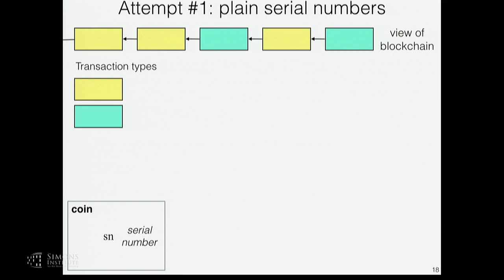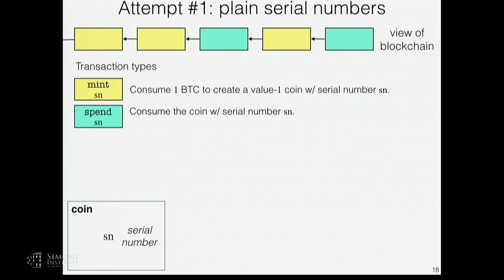The way you create a coin is you declare to the world, here, I have created a coin with this number. The way you spend a coin is you declare to the world, I'm spending that coin with this serial number. Is it clear? It could be confusing because I'm starting with a very basic construction. Somebody's going to mint a coin, somebody else is going to mint another coin, at some point somebody's going to spend it.